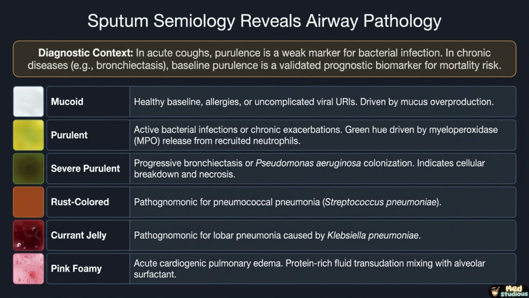Then come the pathognomonic colors, findings so specific they almost diagnose the disease on sight. Rust-colored sputum is a classic sign of pneumococcal pneumonia, caused by Streptococcus pneumoniae. Currant jelly sputum, thick, dark red, and gelatinous, is virtually diagnostic for Klebsiella pneumoniae lobar pneumonia. And pink, frothy sputum signals acute cardiogenic pulmonary edema, where protein-rich fluid leaks out and mixes with alveolar surfactant.